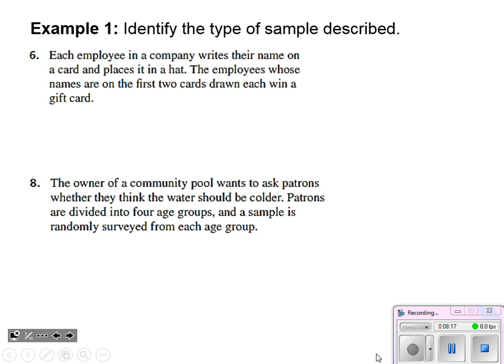Number 6, each employee in a company writes their name on a card and places it in a hat. The employees whose names are on the first 2 cards drawn each win a gift card. Now notice, they did not say that people voluntarily sign up. They said each employee in a company writes their name. So everybody's included, and then they draw the cards out of the hat. It is entirely random. That is a random sampling. They didn't break it down into groups or anything like that.